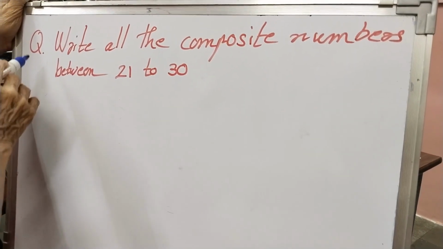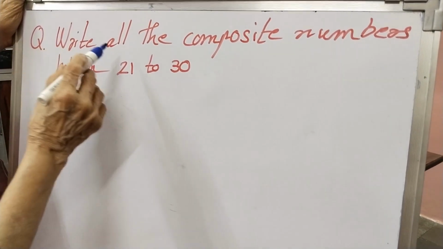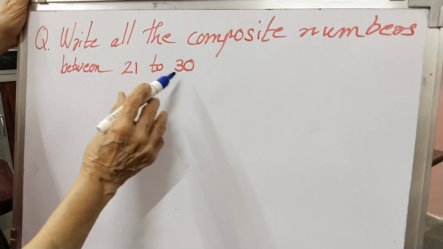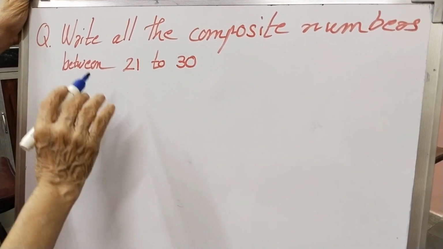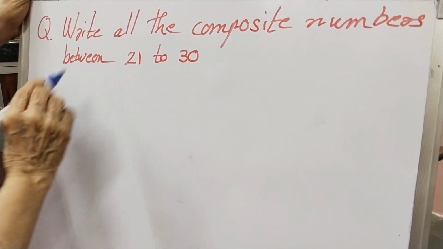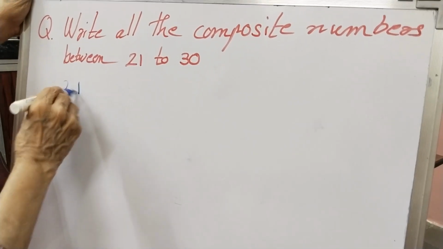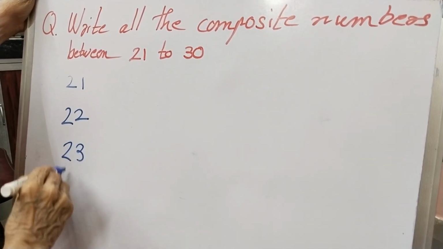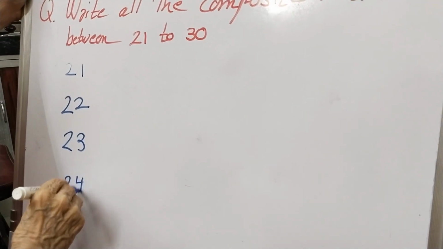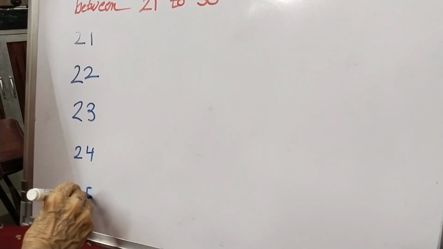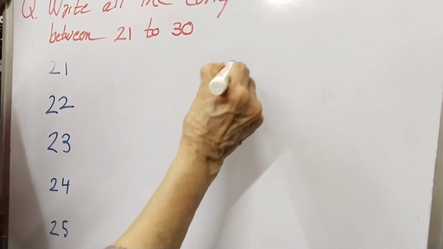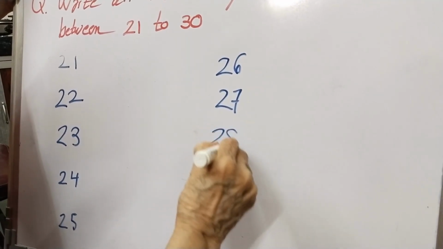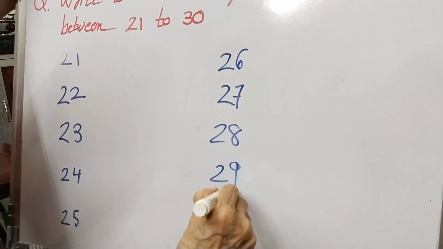Now Nani, let us go on to the next question. Write all the composite numbers between 21 to 30. So first of all, we will write all the numbers between 21 to 30. 21, 22, 23, 24, 25, 26, 27, 28, 29 and 30.